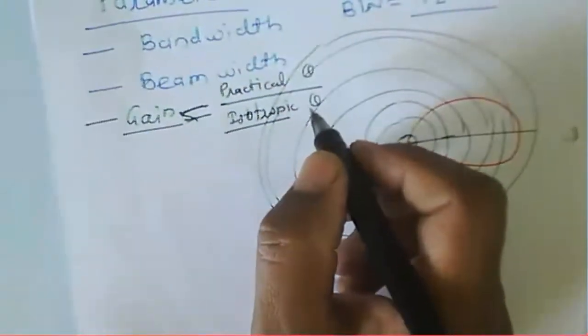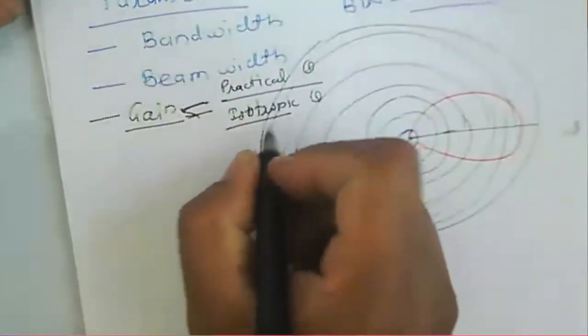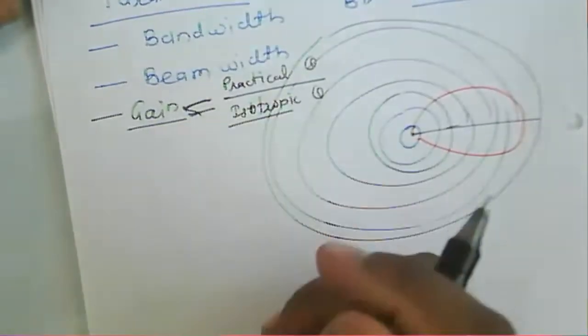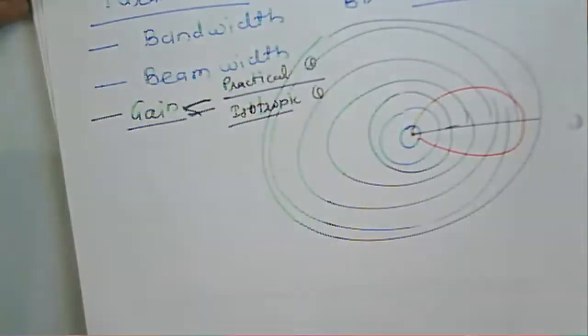Now, isotropic radiator means what? It radiates the signal in all the directions. In the case of an antenna, we need to consider an isotropic radiator that radiates the signal equally in all the directions. So that's why we can use that isotropic radiator to calculate the gain of an antenna.